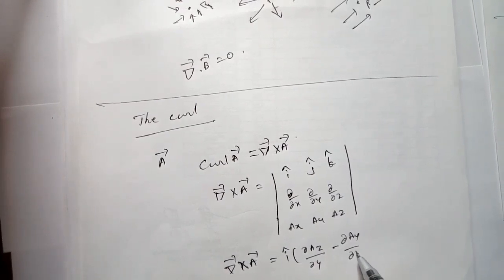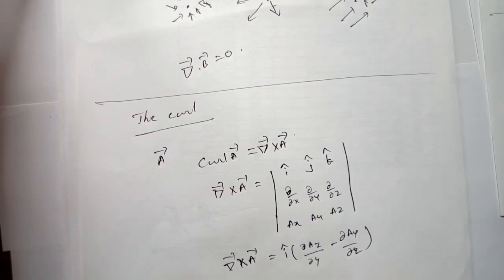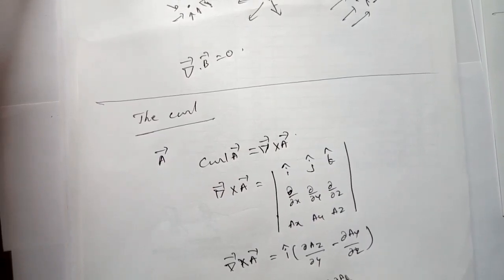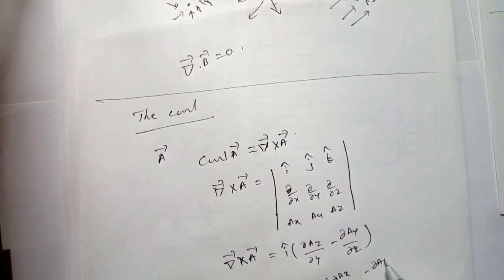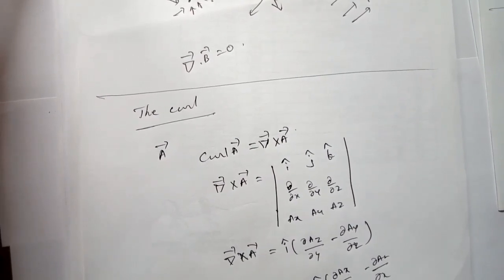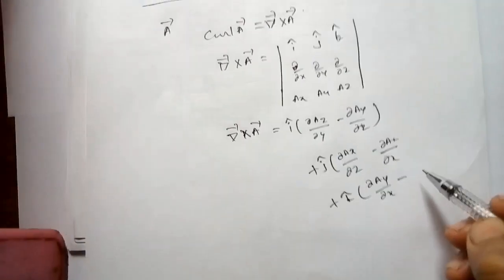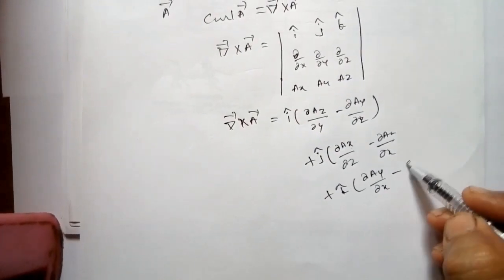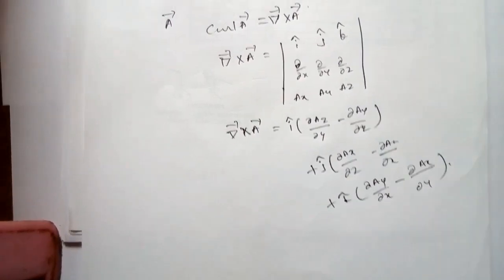So del cross A is equal to i cap (dou Az by dou y minus dou Ay by dou z) plus j cap (dou Ax by dou z minus dou Az by dou x) plus k cap (dou Ay by dou x minus dou Ax by dou y).